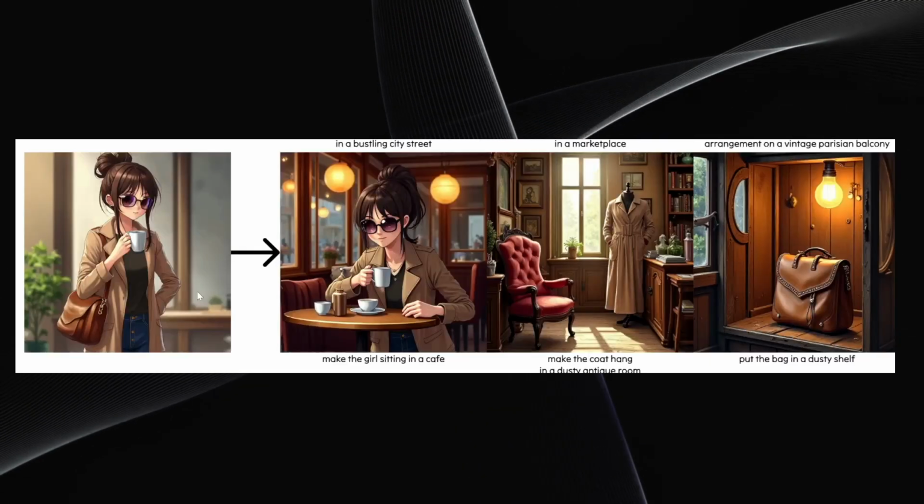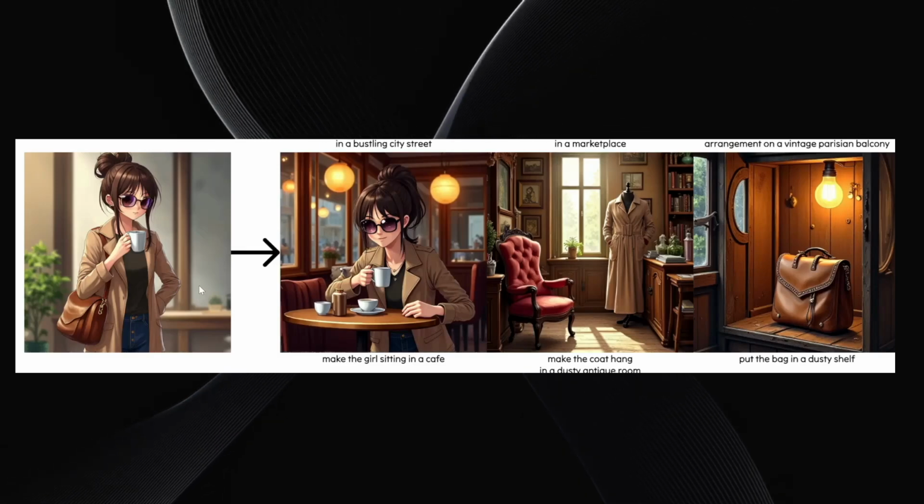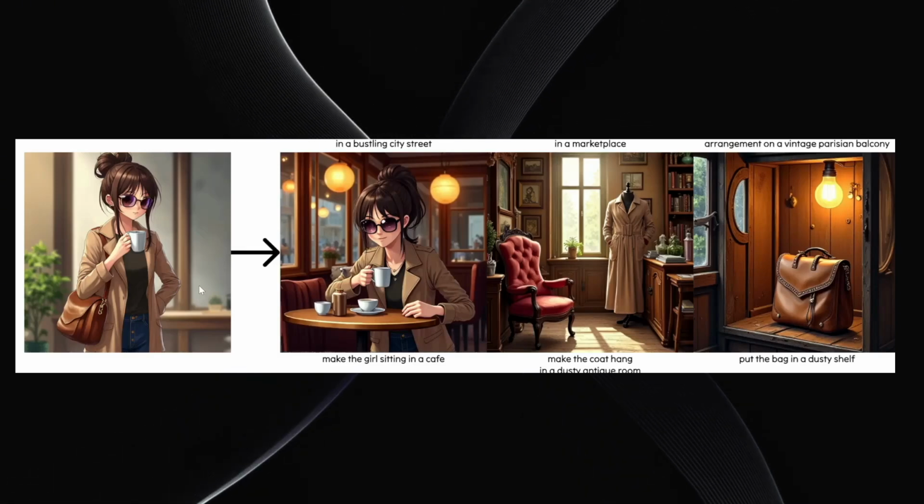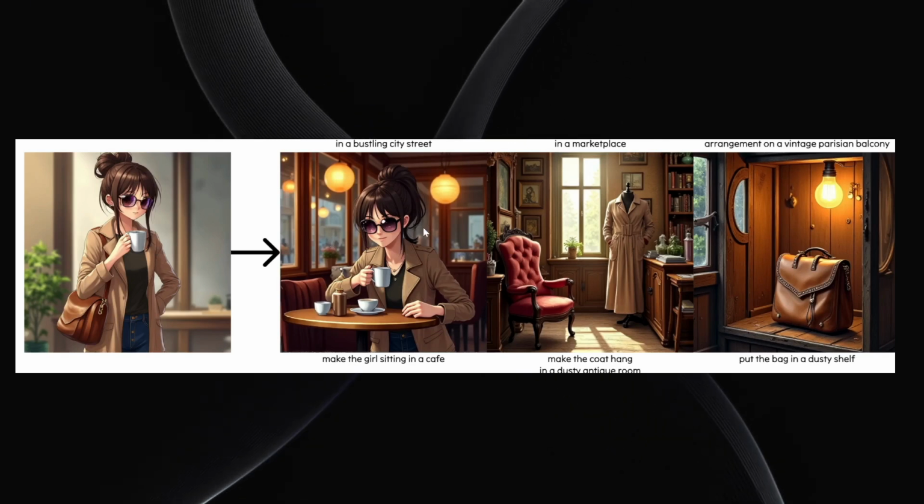Here's the really cool part. You can even tell the AI which parts of the image to clone. See this girl with a coat and a bag? You can have the AI put just the coat in a dusty antique room or just the bag on a shelf. It's like having super-powered, selective copy-paste.